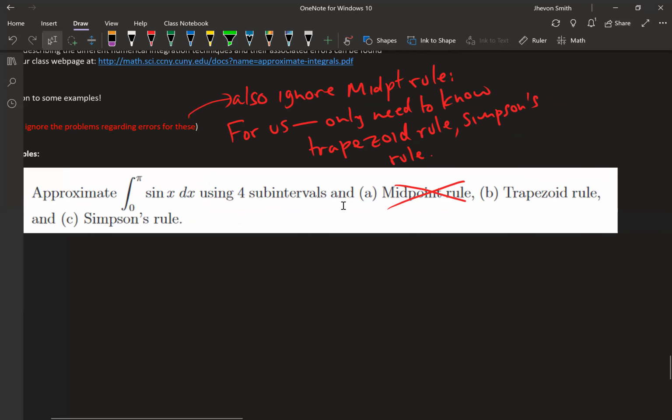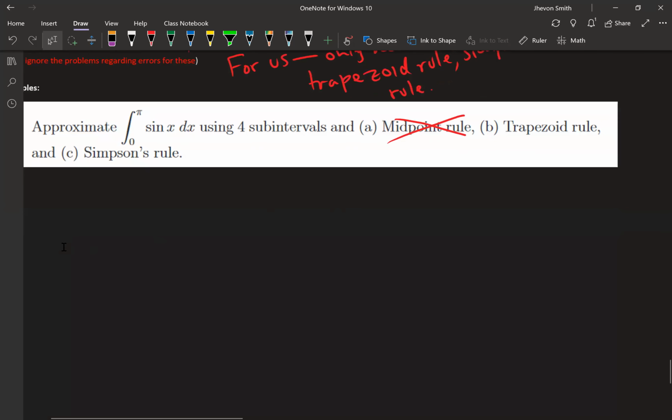So here's an integral, right? We want to approximate the integral from 0 to pi of the sine function. Okay, so that's our goal. We're going to approximate it using 4 subintervals, and we're going to use the trapezoid rule as well as Simpsons rule. So let's actually get into that. So part B. Just like with Calc 1, one of the first things you're going to want to do is find the delta x.